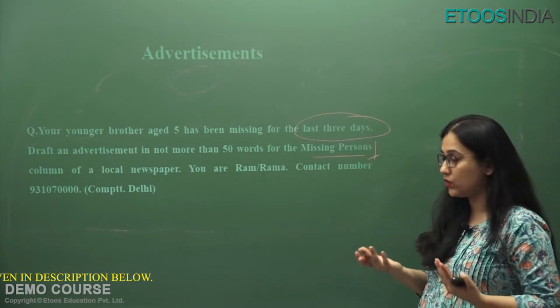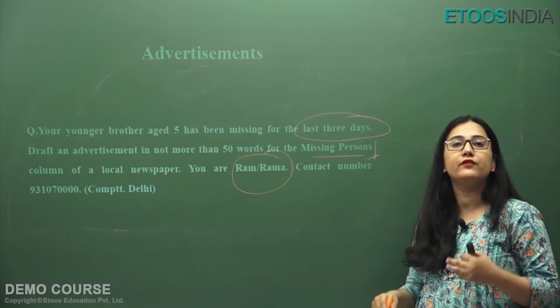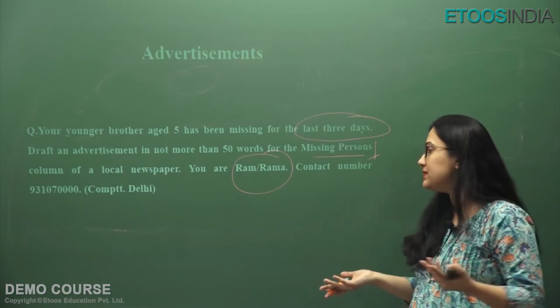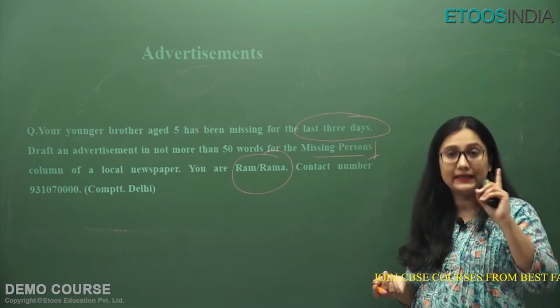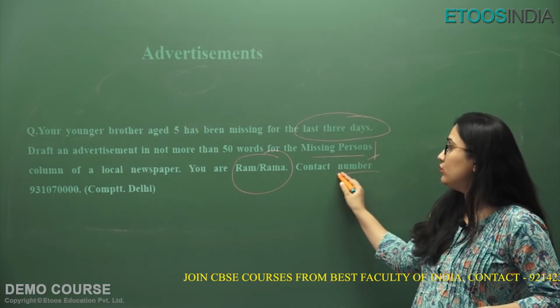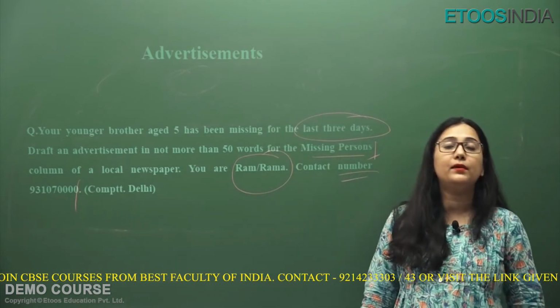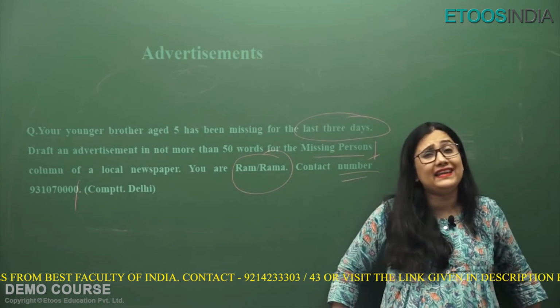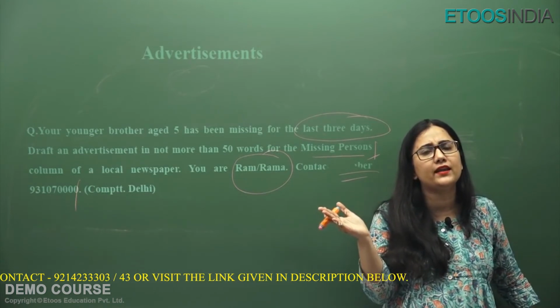And you are doing it for a local newspaper. Your name is given to you. You are Ram Raman. If it is not given, you will write XYZ ABC, and I told you why you write anonymously. If it is not given to you, I discussed it with you in the last class. You have to give this contact number. They have specifically given you a contact number. If they have not given, just write any random number. Don't write your or your friend's mobile number or landline number.